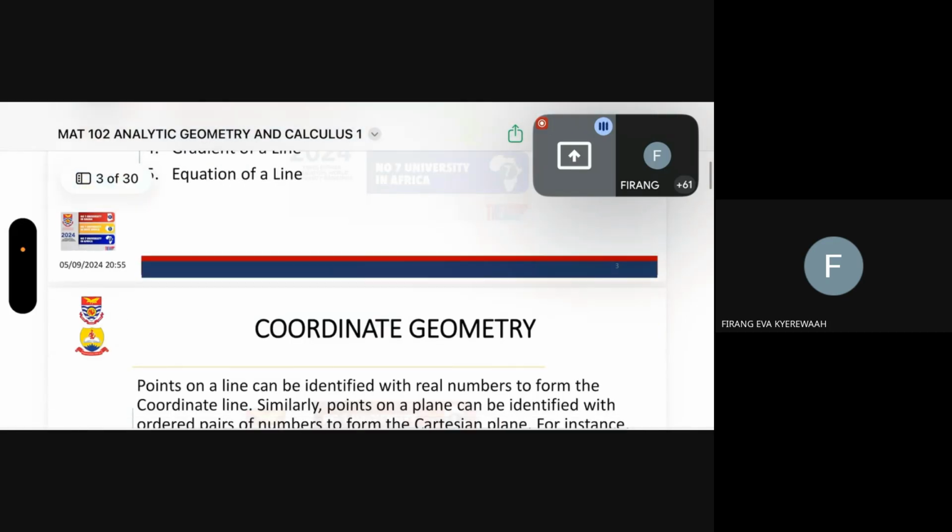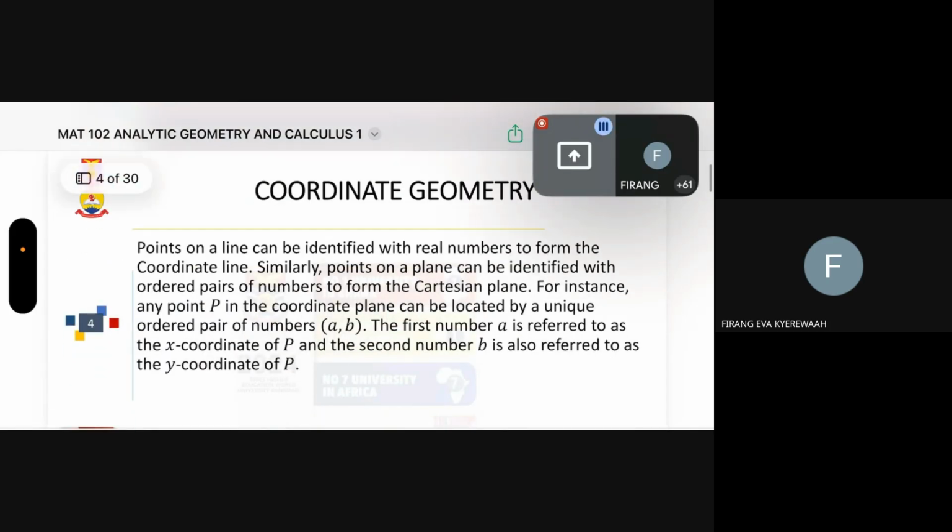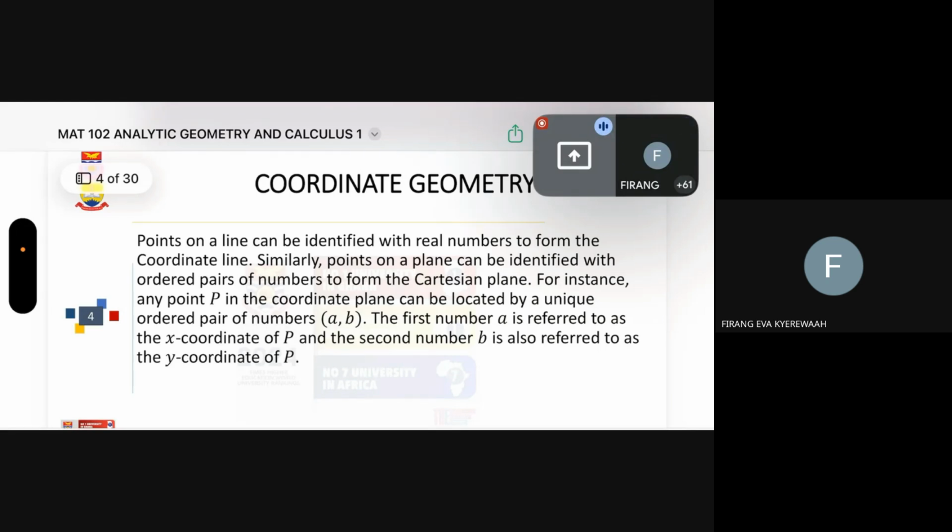So let's continue. Let's start. We are looking at coordinate geometry. We are saying that each point on a line can be identified.